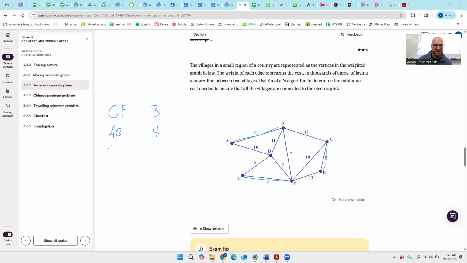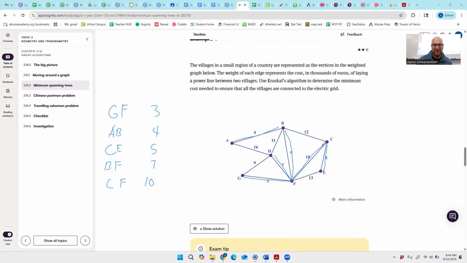Then CE 5. Let's do BF, and then we'll do DF, because those are not connected yet. And now we need CF. GD would be a cycle.